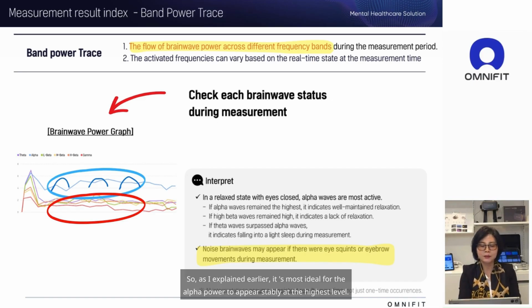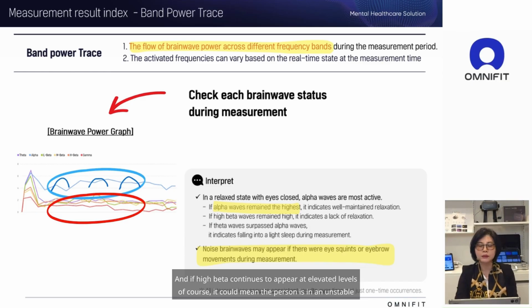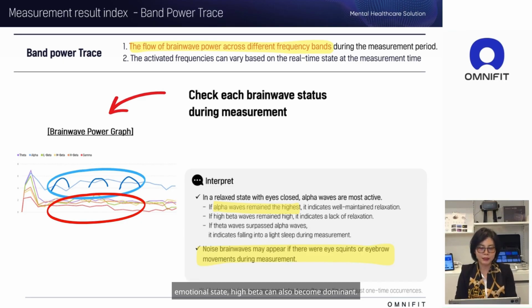Right. So, as I explained earlier, it's most ideal for the alpha power to appear stably at the highest level. And as high beta continues to appear at elevated levels, of course, it could mean the person is in an unstable state or perhaps exposed to some kind of stress, or when the brain is experiencing a very uncomfortable emotional state, high beta can also become dominant.